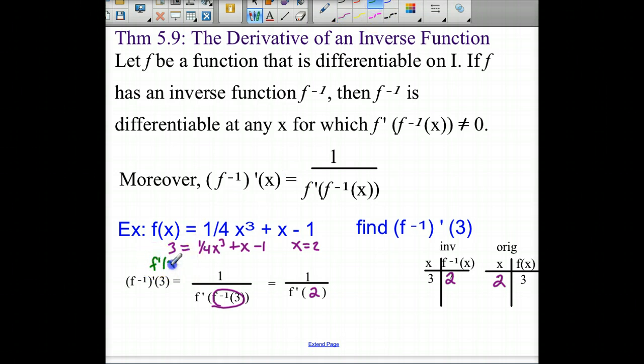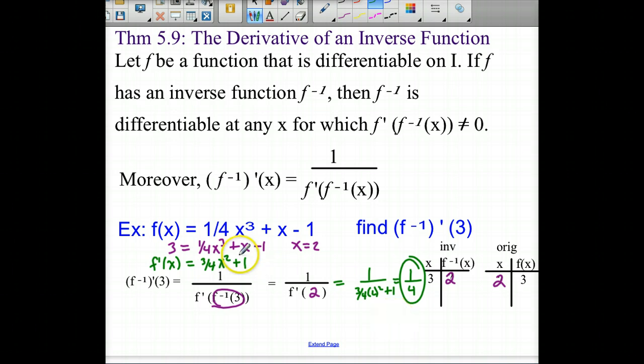The derivative of the original function is: multiply the 3, so it becomes 3/4 x squared. Derivative of x is 1. Derivative of 1 is 0. So 3/4 x squared plus 1. I want to plug 2 into that. So I'm going to have 3/4 times 2 squared plus 1. 2 squared is 4. 3/4 times 4 is 3. 3 plus 1 is 4. So that's the answer that I wanted. And I didn't even have to find the inverse function.